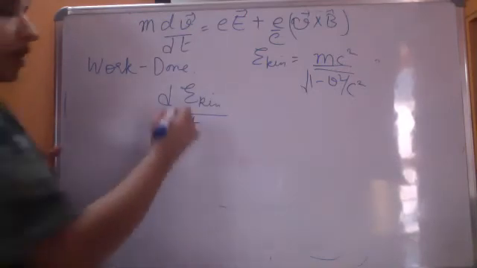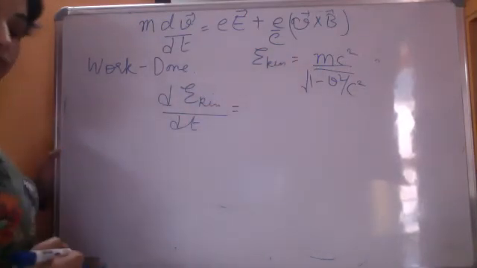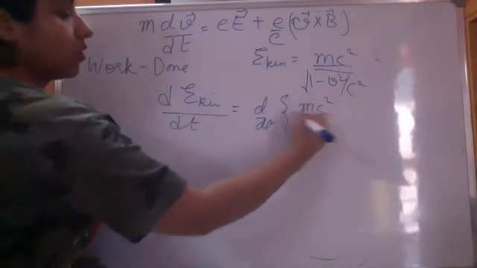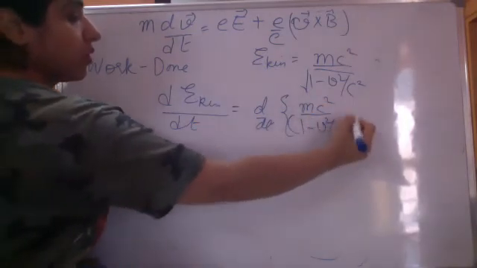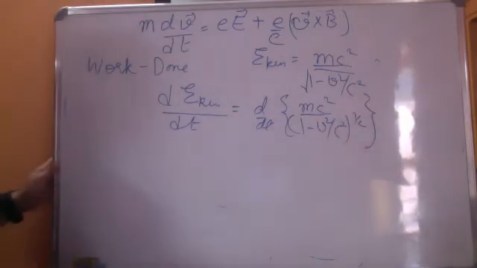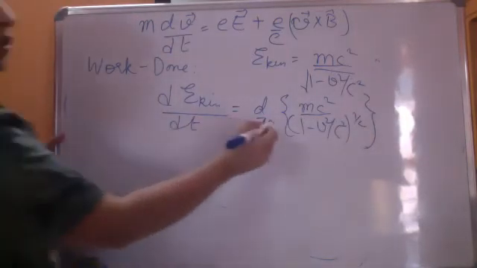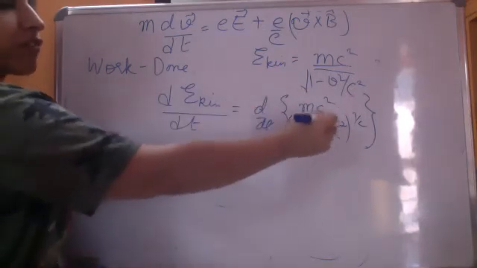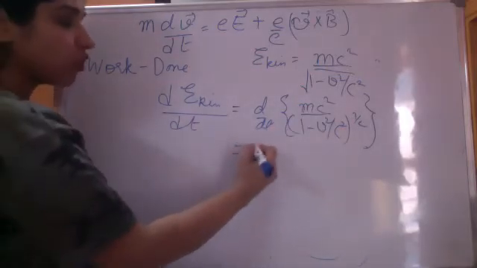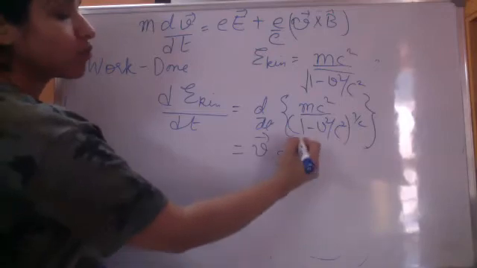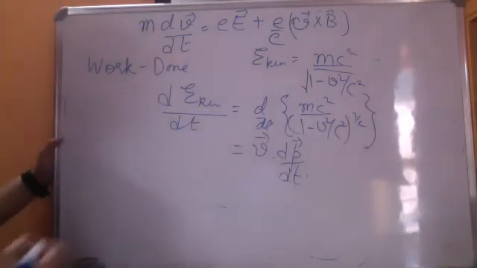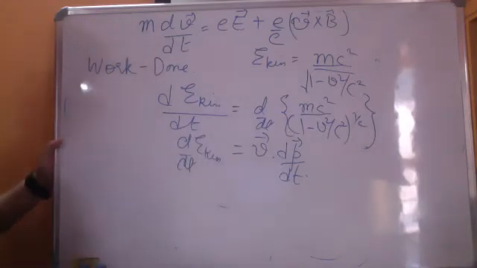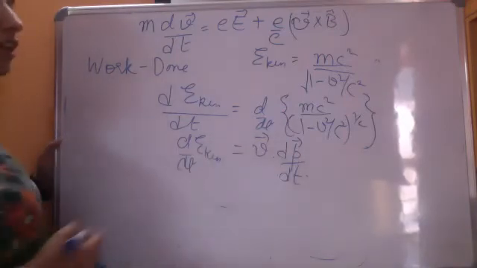If I do d by dt of this, do it very carefully. Mc square is pulled out. You do a derivative of this with respect to time. And you can actually show, we've worked this out when we were doing the force, that d by dt of kinetic energy, that is the rate of change of kinetic energy, is equal to v dot dp by dt.